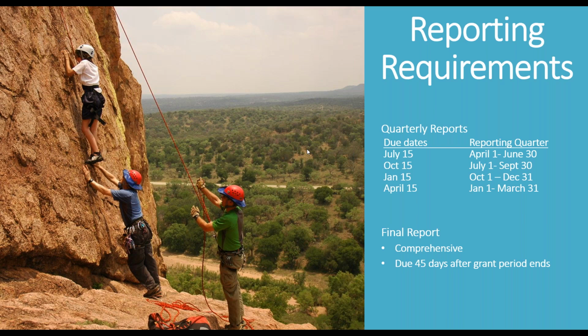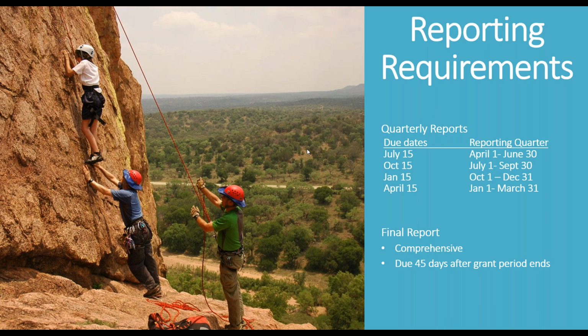And again, the unduplicated participants and their demographics will be provided in each of the quarterly reports as well as the final reports. You'll see our quarterly report due dates in the quarter on this slide. So your first quarterly report will be due on July 15th. Throughout the life cycle of the grant, you'll be required to submit your quarterly reports.